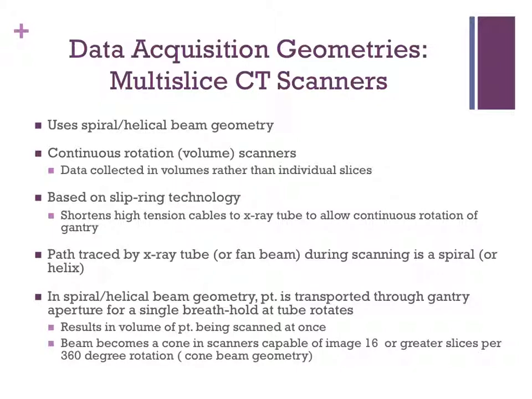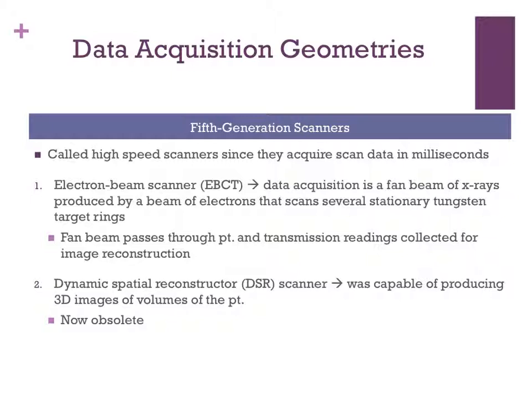And in spiral or helical beam geometry, the patient is transported through the gantry aperture for a single breath hold as the tube rotates. This results in a volume of the patient being scanned at once, and the beam actually becomes a cone in scanners capable of imaging 16 or greater slices per 360-degree rotation, and this is known as cone beam geometry. Now we will discuss the different generations that fall under the multi-slice CT scanners.